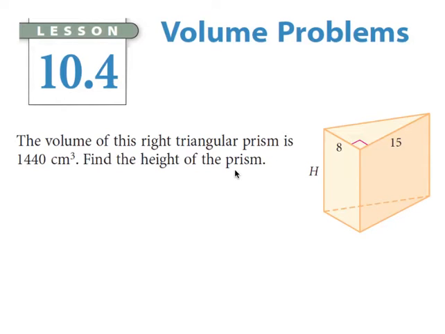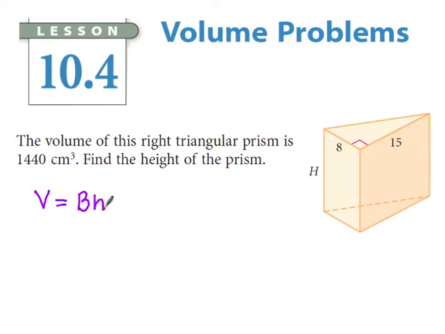Everything we've learned from sections 1, 2, and 3 into some story problems and some word problems. Notice what this says: the volume of this right triangular prism is 1,440 centimeters cubed. Find the height of the prism. If you remember, how you find the volume is we take the area of the base times the height.